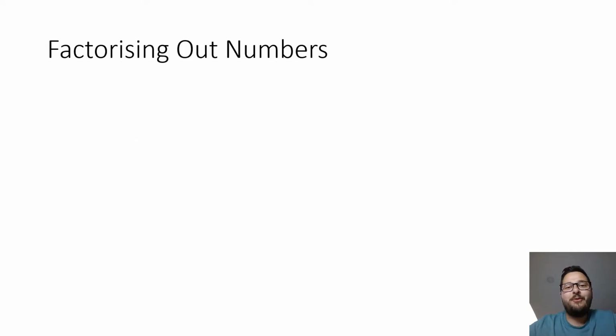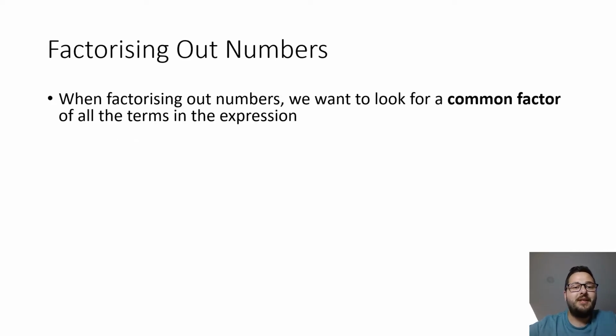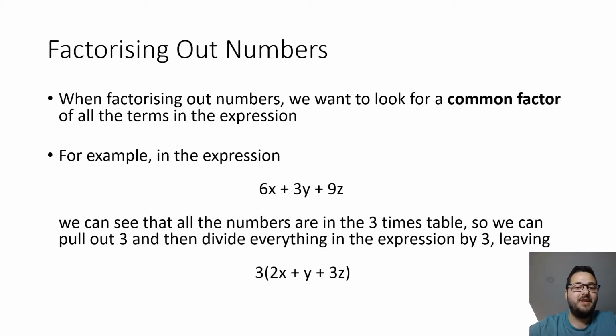Okay, so first we're going to look at factorising out numbers. When you've got an expression, you can factorise out a number if there's a common factor in all the terms of an expression. For example, in this expression we've got 6x plus 3y plus 9z, and hopefully you can notice that 6, 3 and 9 are all in the 3 times table. So we can see that a common factor is 3 and then we pull it out.